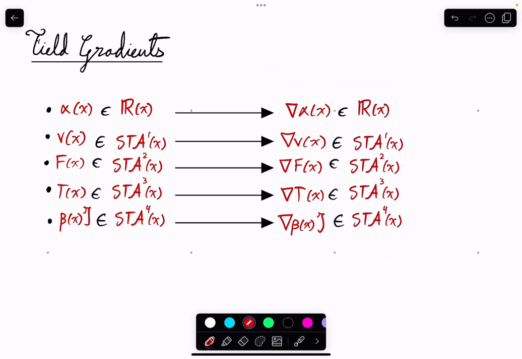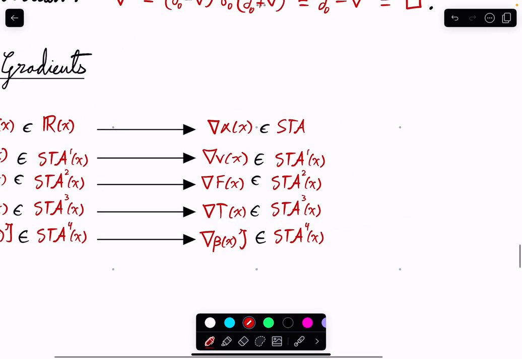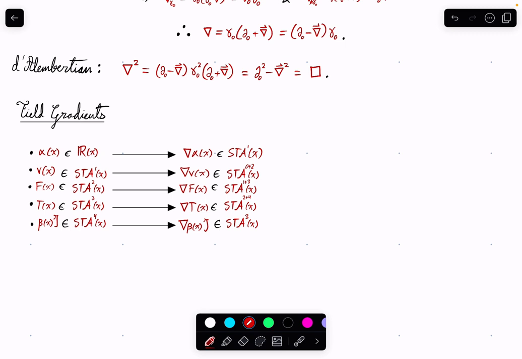These all end up being equal to, this ends up being a vector. The gradient of the vector field ends up being a scalar and a bivector. The gradient of a bivector field gives a vector and a trivector. The gradient of a trivector gives a bivector and a pseudoscalar. And the gradient of a pseudoscalar gives a trivector. So you have this basic behavior here.